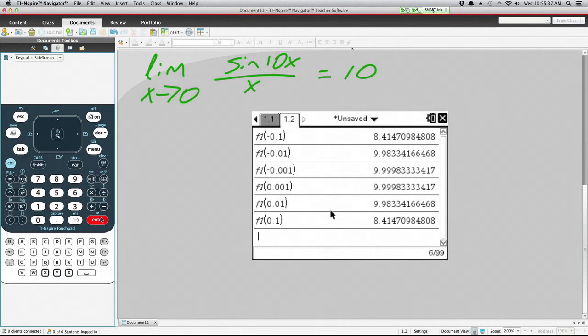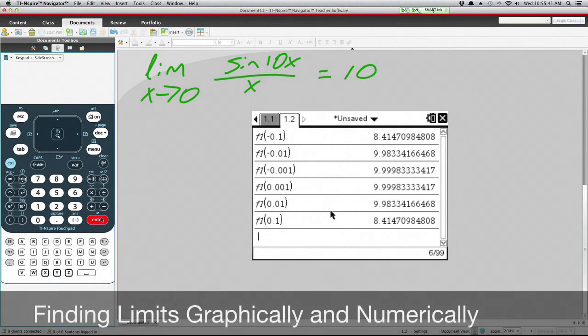All right, so we looked at finding a limit using the graph. We looked at finding the limit numerically using our calculator. Any questions on using either one of those?